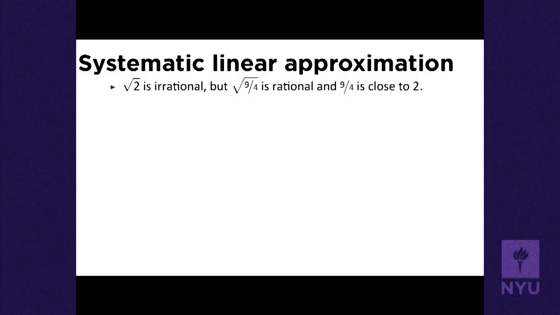So one number which is close to 2, which has a nice square root, is 9/4. Is that right? Well, 9/4 is 8/4 plus 1/4, and that's 2 plus a fourth. So that's pretty close to 2. And the square root of 9/4 is just 3/2. So that's a good number close to 2 whose square root is rational. So we can use the square root function around the point a equals 9/4 to estimate the square root of 2. Let's go ahead and do that.